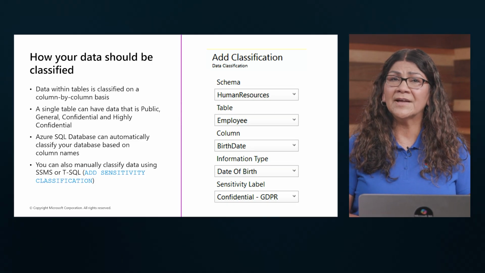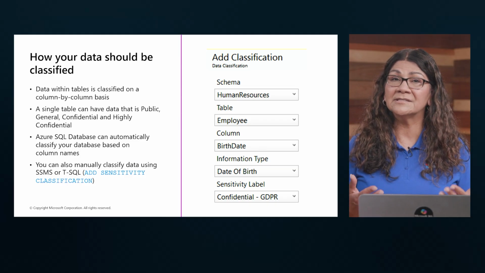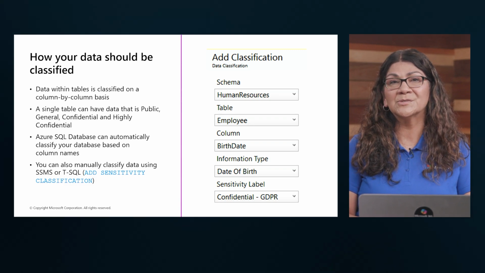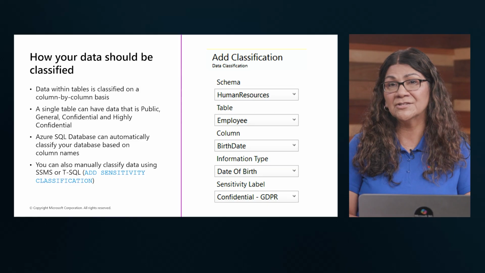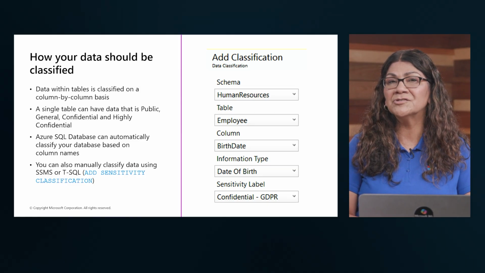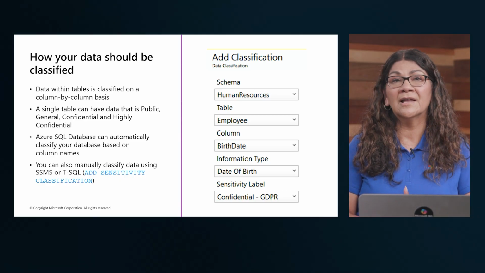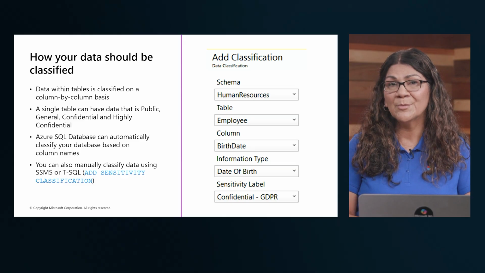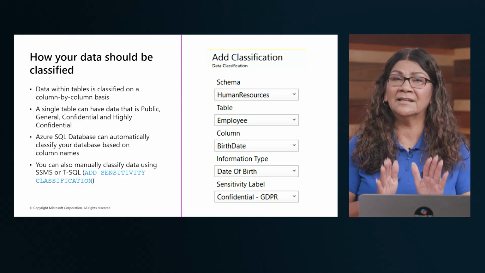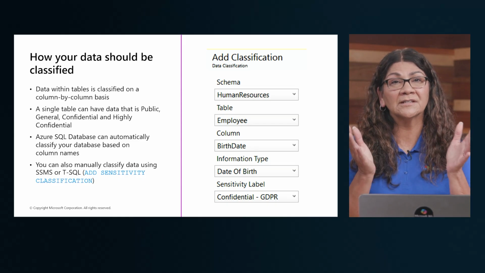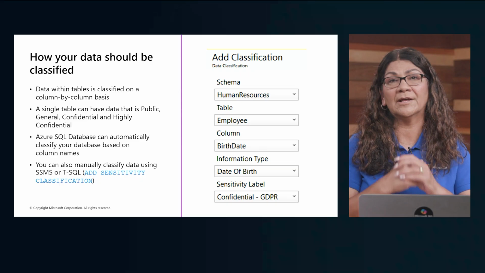The SSMS interface shown on the slide demonstrates how you can assign schema, table, column, information type, and sensitivity label, such as marking a birth date column as confidential for GDPR. This approach enhances data security, supports regulatory compliance, and again, standards like HIPAA and GDPR, and it helps improve data governance by making sensitivity levels explicit and enforceable. Organizations will benefit from this clear, structured data sensitivity labeling.